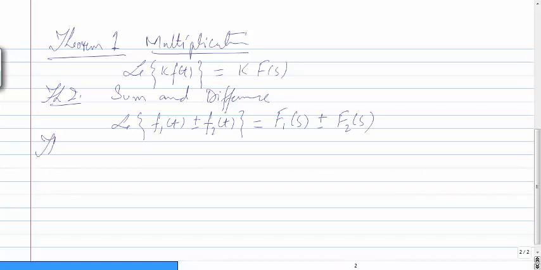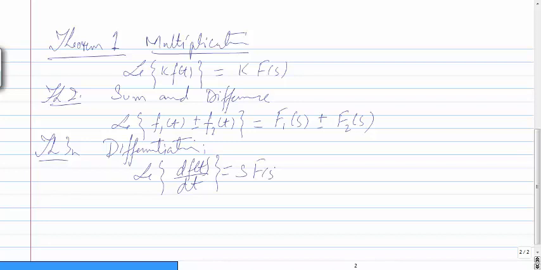Similarly, theorem number 3 is based on differentiation. If you take the Laplace of the derivative of f of t, this is equal to s F of s minus the limit as t tends to 0 of f of t, normally written as s F of s minus f of 0. So it comes with the initial conditions.